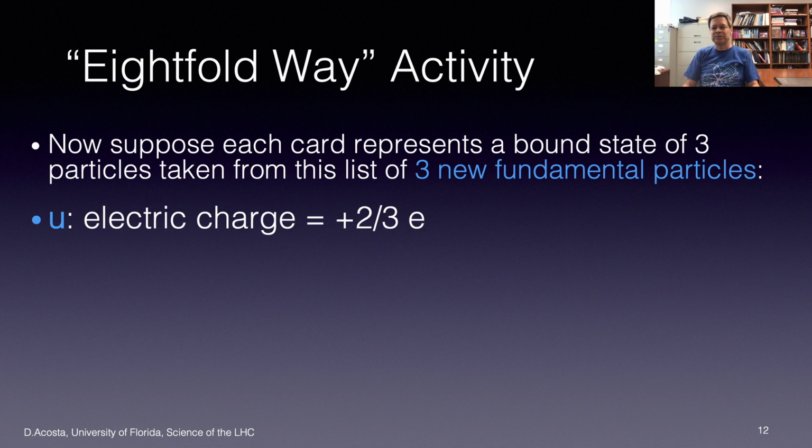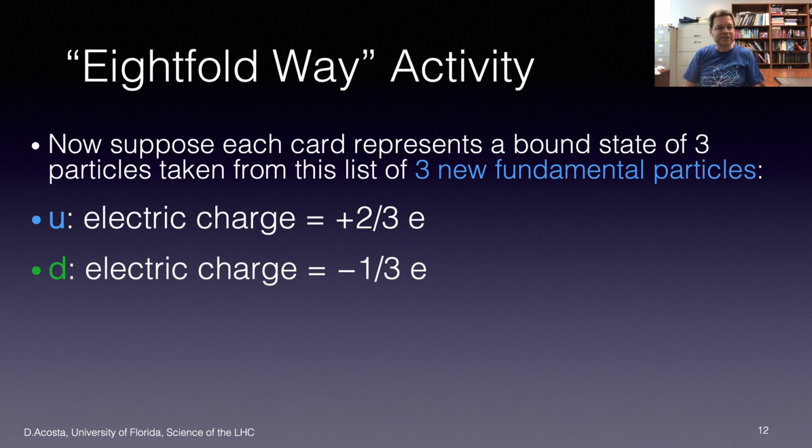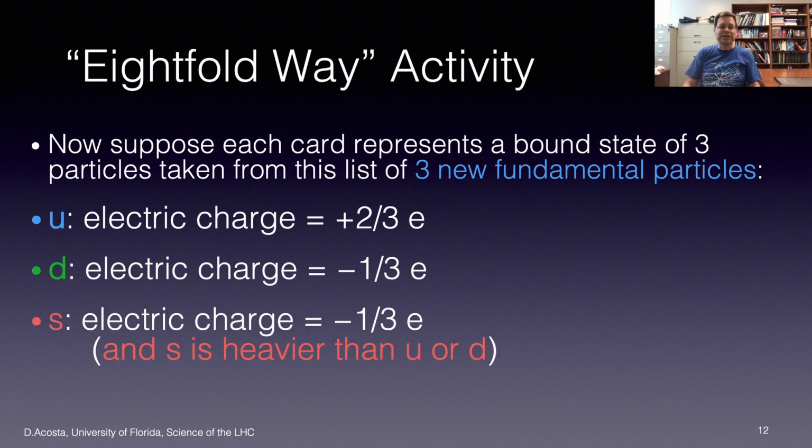One of them let's call U. It has an electric charge of only plus 2/3 e. It's a fractionally charged particle compared to the proton or electron. It's positively charged at 2/3 of the unit of the constant e. There's another particle D. Its electric charge is -1/3 times the value e. So it's also fractionally charged. And another one S, whose charge electrically is the same as the D, -1/3 times e. But S turns out to be a little bit heavier than U or D.